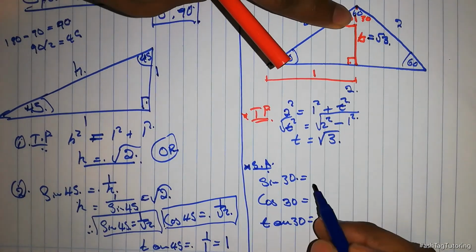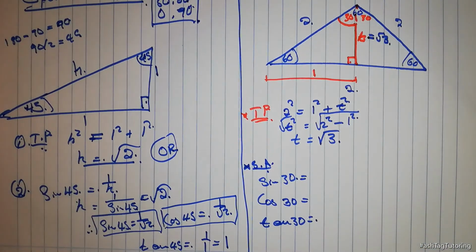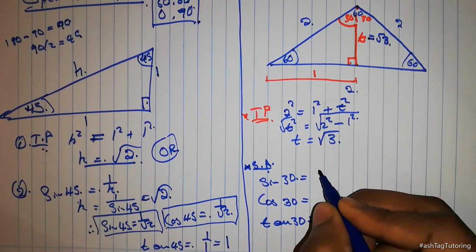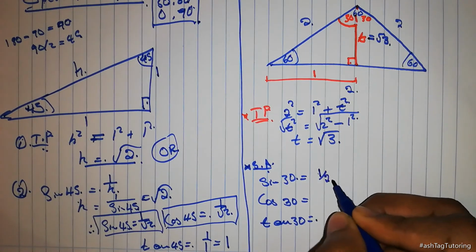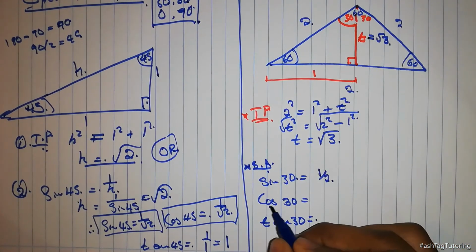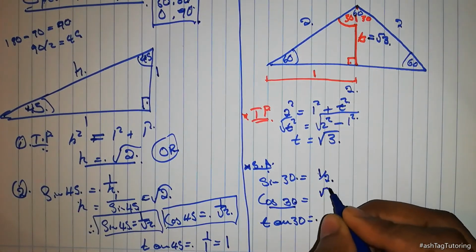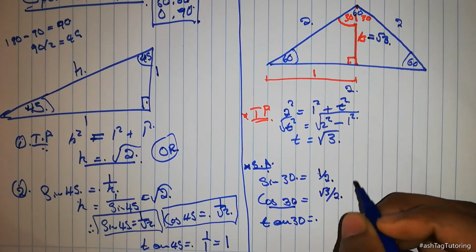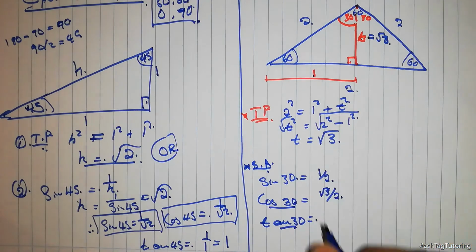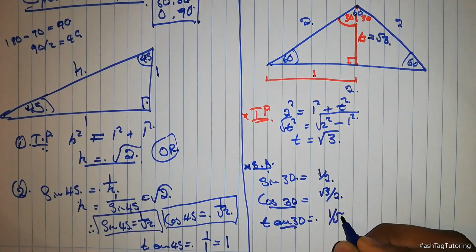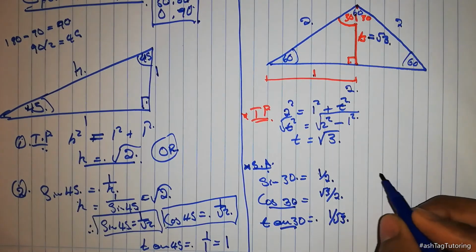So for sine 30, you're looking at opposite over hypotenuse, which is it has to be 1 over 2. And for cos of 30, it's adjacent over hypotenuse, which is root of 3 over 2. And for tan of 30 is opposite over adjacent, which is 1 over root 3.